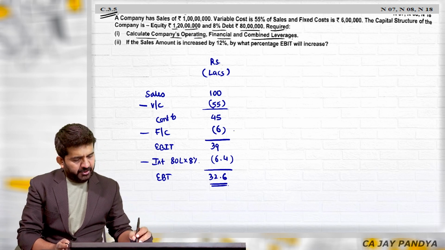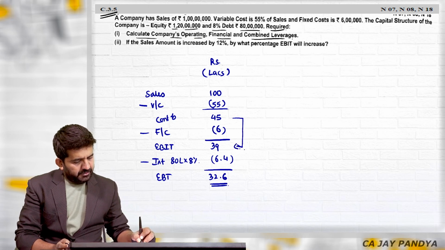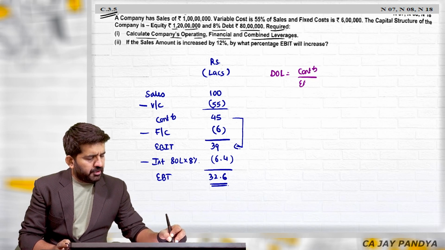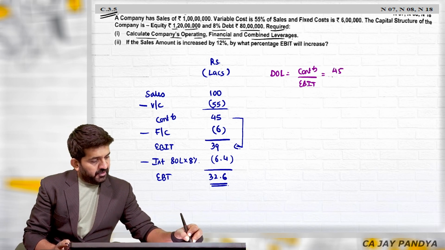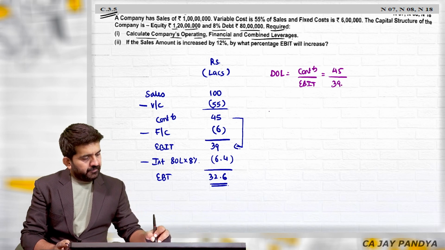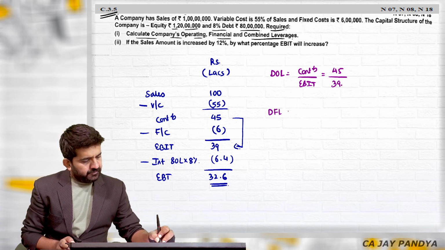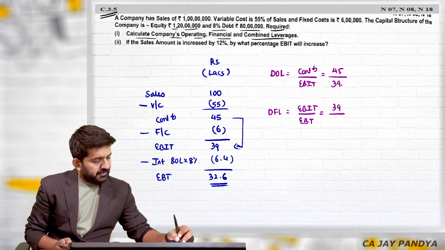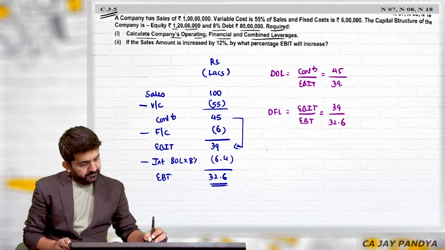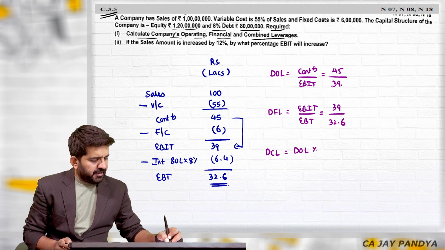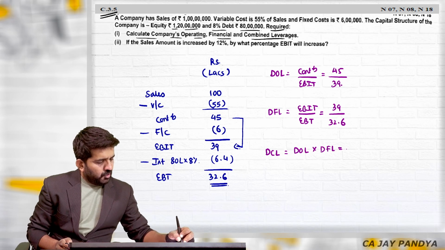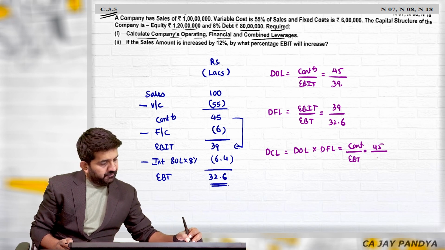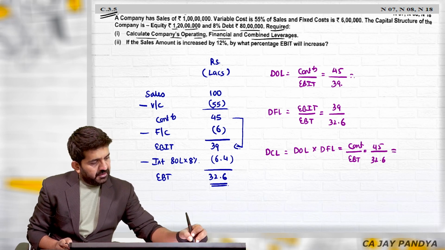What they want us to find out? Operating leverage. Operating leverage will be contribution divided by EBIT. Degree of operating leverage, contribution upon EBIT. Contribution is 45, EBIT is 39. What will be degree of financial leverage? It is EBIT upon EBT. EBIT is 39, EBT is 32.6. Degree of combined leverage, I can do degree of operating leverage multiplied by degree of financial leverage, or I can do contribution divided by EBT, which is 45 divided by 32.6.